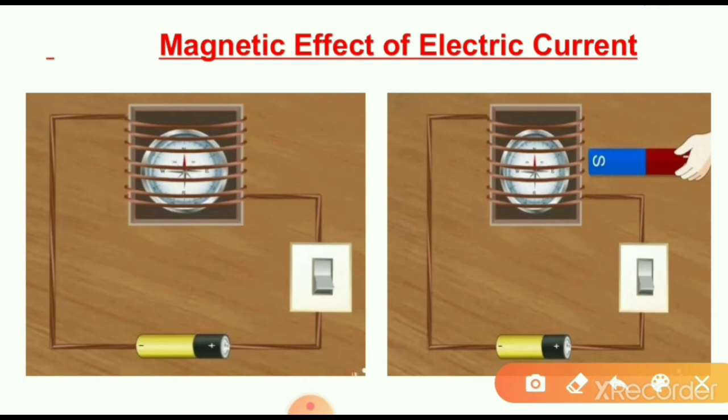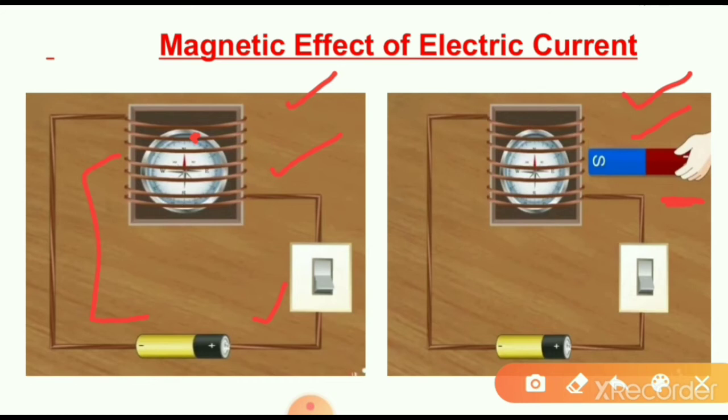Place a small compass needle inside it. Now connect the free ends of the wire to an electric cell through a switch, so that it forms a circuit. Note the direction in which the compass needle is pointing. Observe these two images. This is the complete electric circuit, and now we bring a bar magnet.